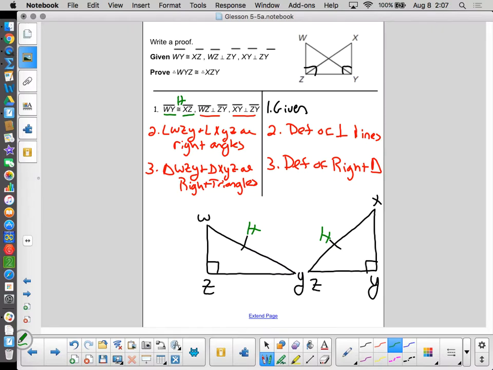My legs are WZ and XY. I don't know anything about WZ and XY. My other ones are ZY and ZY. Oh, ZY. Oh, that's a shared side, isn't it? ZY is congruent to YZ. Now, I could say ZY congruent to ZY, YZ congruent to YZ. I can say that in any order. But what's the reason something's congruent to itself? You're right, reflexive. And then finally, triangle WYZ is congruent to triangle XZY by HL.